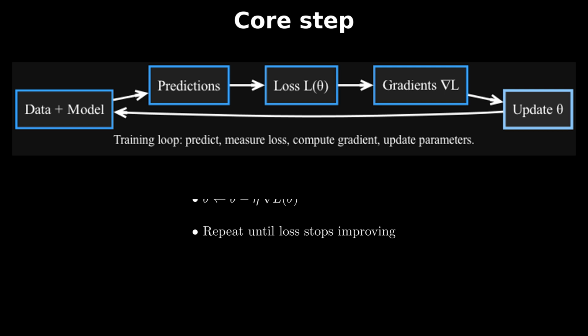Put it all together. Define a loss that measures how wrong the model is, compute its gradient with respect to parameters, then repeatedly step opposite the gradient. That's gradient descent. Nearly every modern optimizer is a variation on this theme, adding ideas like momentum and adaptive step sizes, but the core picture remains: follow the slope downhill.